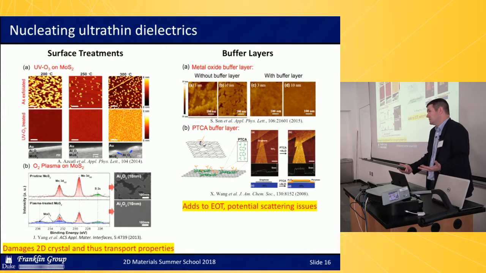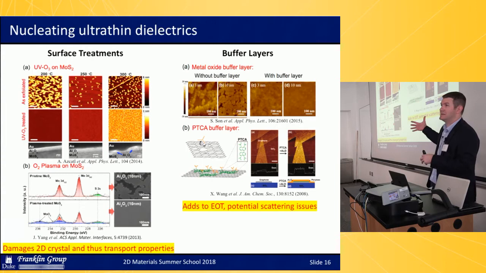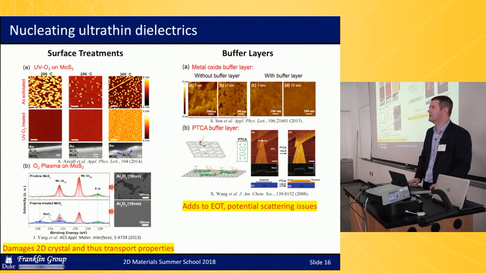The other is to use buffer layers. Metal oxide buffer layers have been pretty common, as have molecular buffer layers. In both cases, the idea is: can I use a different deposition technique to establish an initial layer that I can then nucleate onto? They've had really decent success with this, but from a transistor point of view, it does add to the equivalent oxide thickness, and that is, at the end of the day, not a desirable outcome when it comes to getting the best possible stack of dielectric materials. So are there other options?